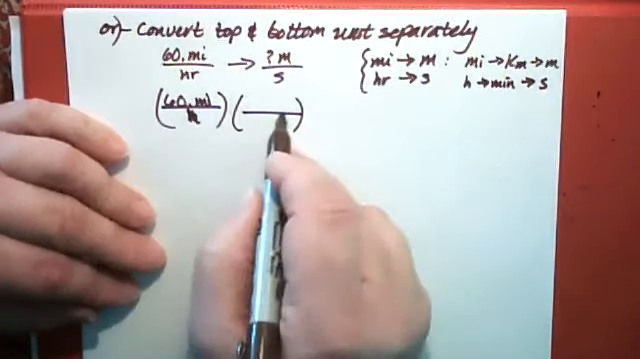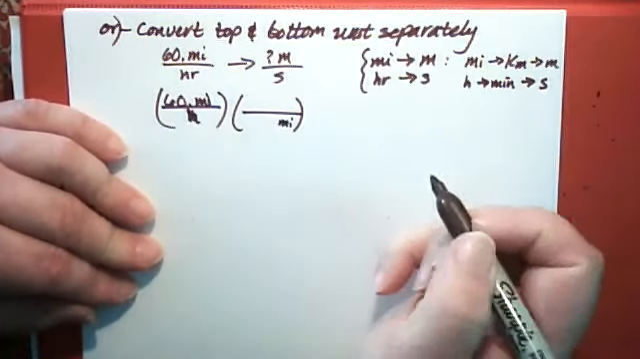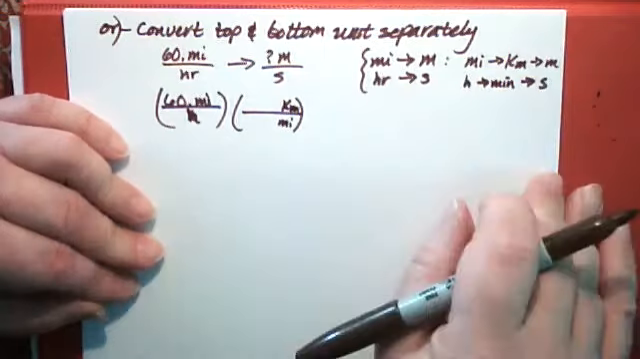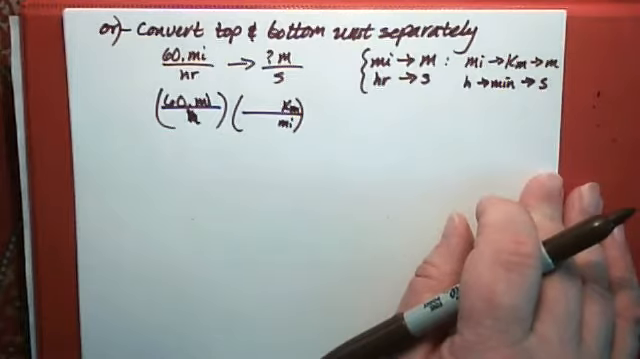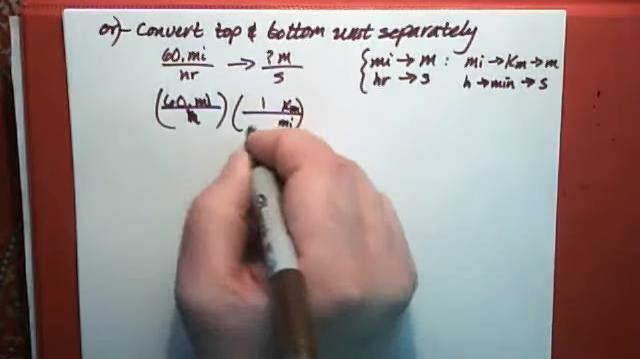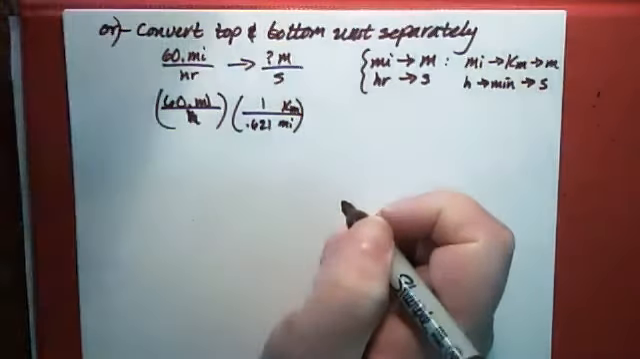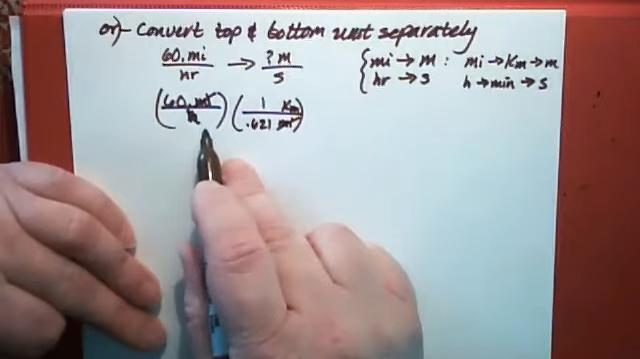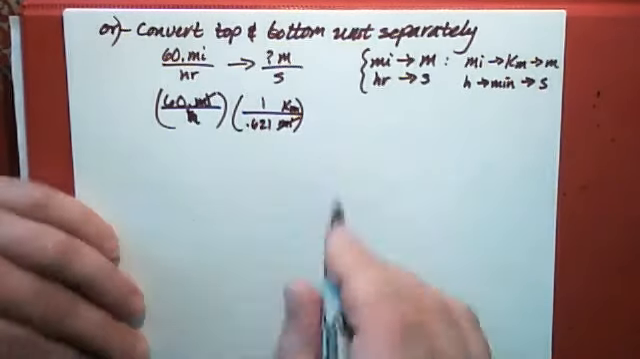Okay, so from miles to kilometers, we want miles to cancel. So that unit goes on the bottom. And we want to end up with kilometers from this step, so that goes on the top. If we look up the length conversion between miles and kilometers, it says 1 kilometer is 0.621 miles. Okay, so miles now will cancel, and you would have kilometers per hour if you wanted to stop and write down an answer now. But there's no reason you have to.